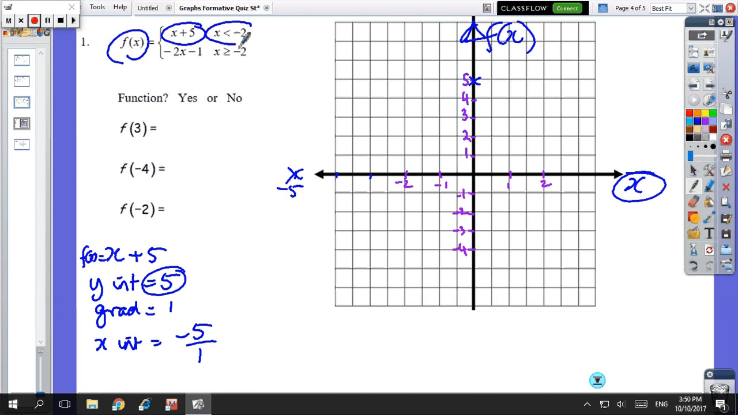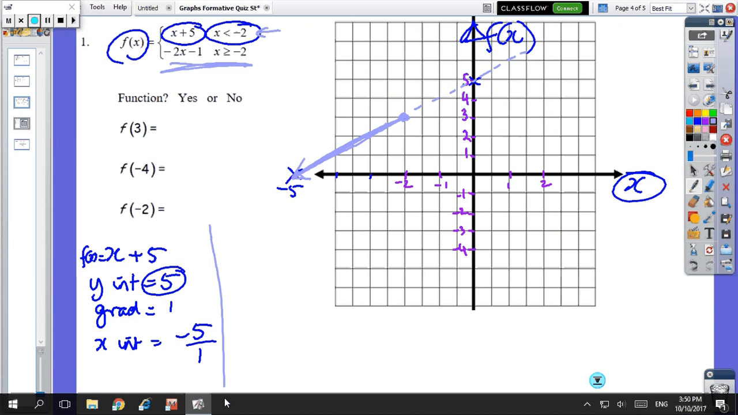And it's for x is less than minus 2. So basically what you've got is a line going to infinity, but it only starts at minus 2 for that line. So that's that part just there. Okay, and then it switches to the other function, which is that line.